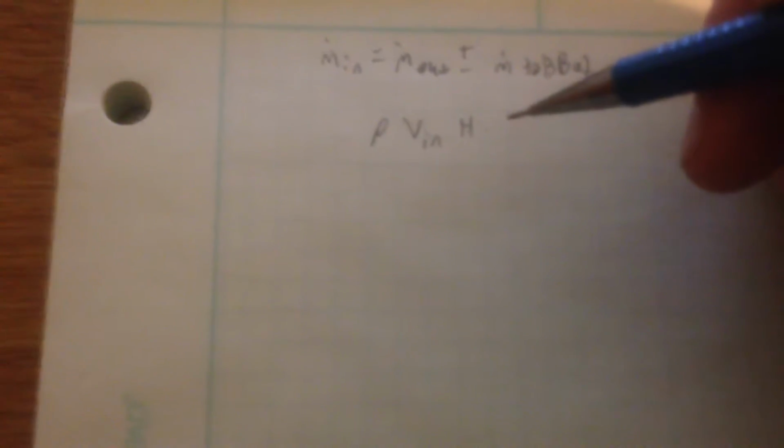To find m dot in, we use the equation rho times the velocity in times the height. The reason we aren't using area in this case is because we can assume a length of 1, so the only variance is the height, and the length will cancel out when we get to the other part, m dot out. And m dot out is solved in a similar way: rho v out times h.